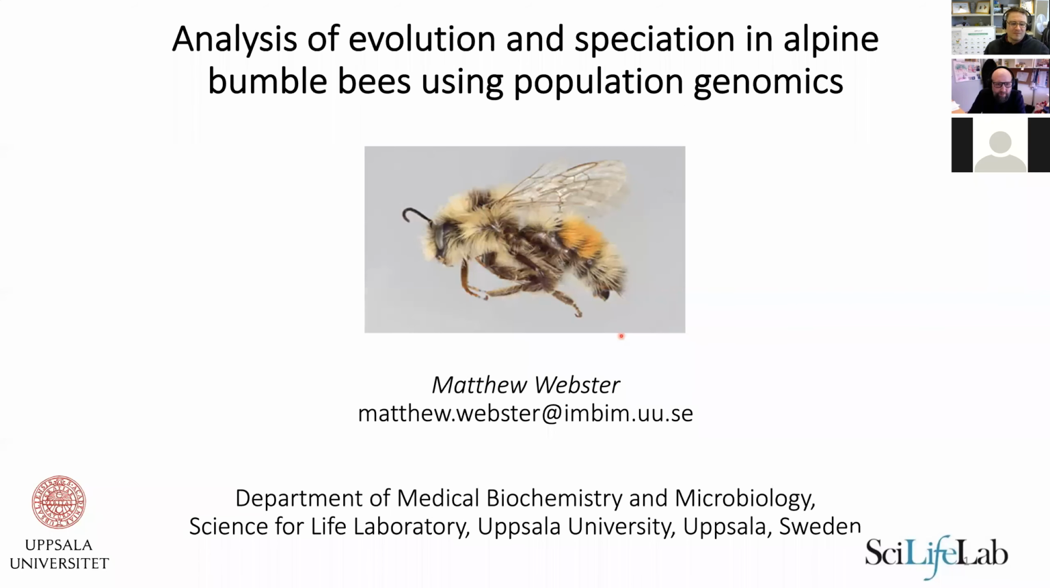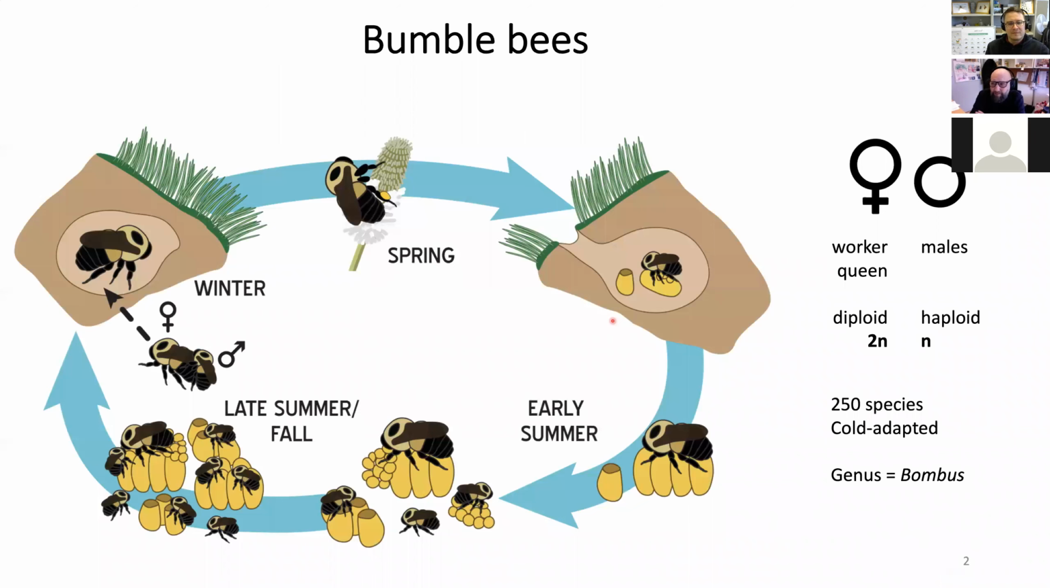So just to orient everybody about bumblebees, I just need to move this. Bumblebees are a social insect. They're important pollinators that are very important for pollinating mainly in more northern latitudes. They're a cold adapted species from the genus Bombus.